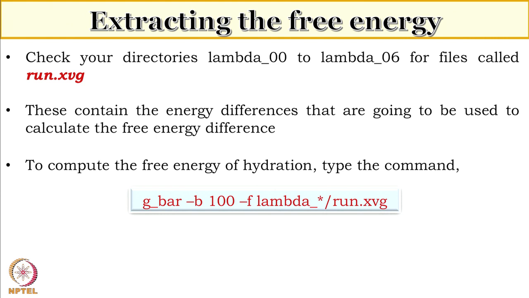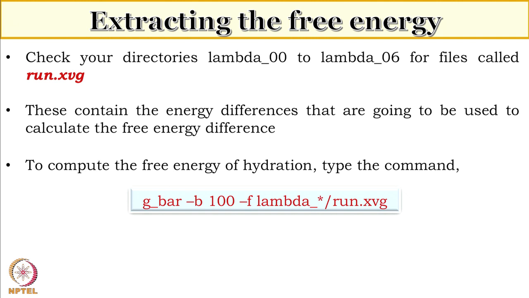So the final output, delta G, will be given after this command. It will write on the screen. It will also write in some other file, a log file. You have to give an option for that, -o. And then you can also get a histogram of dH by d lambda as a function of lambda, how it looks.